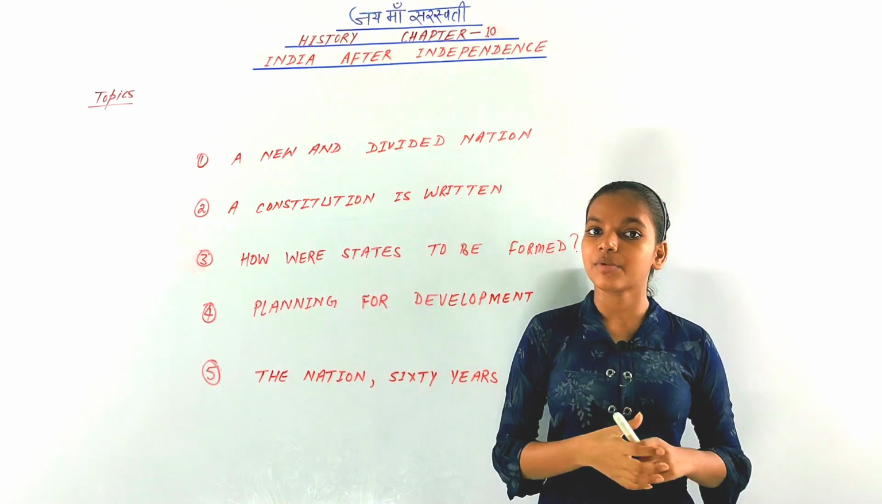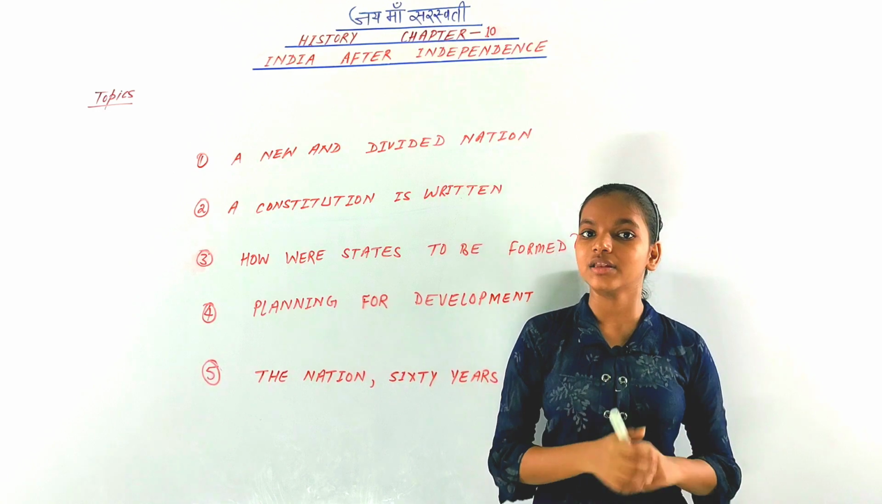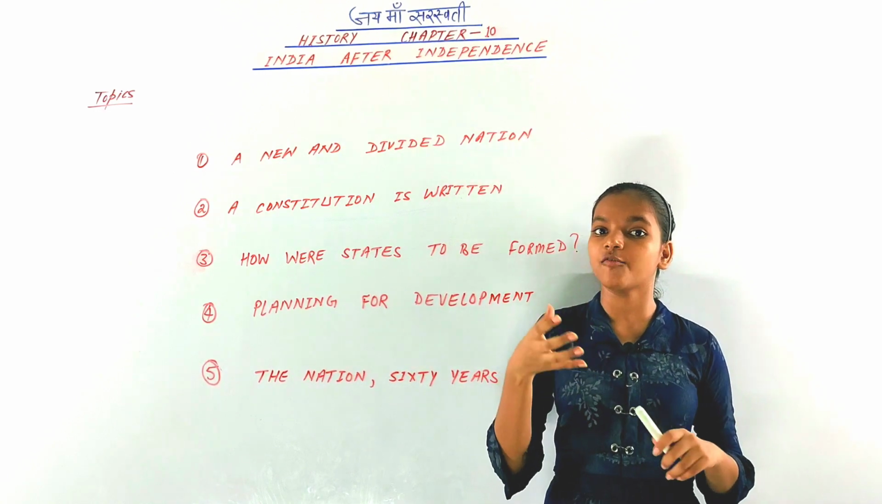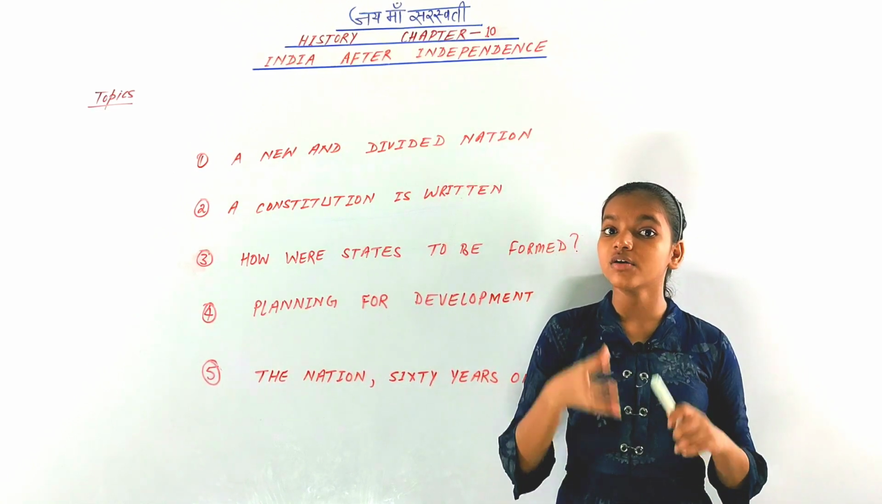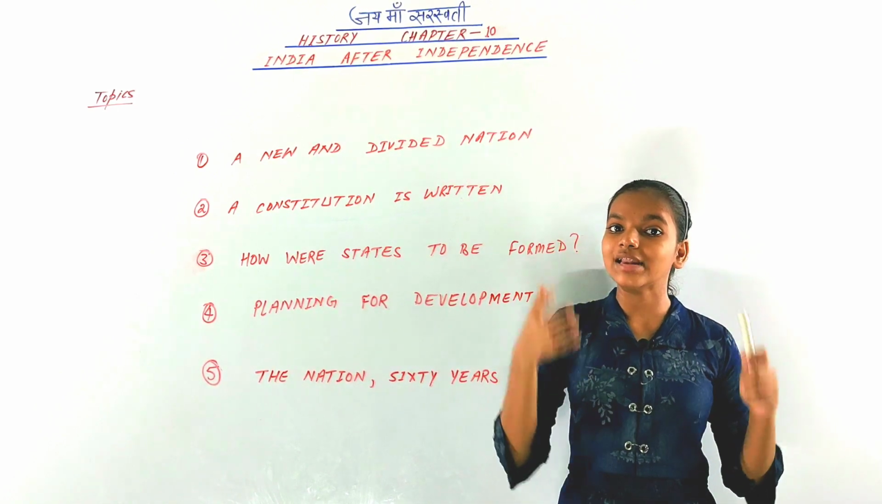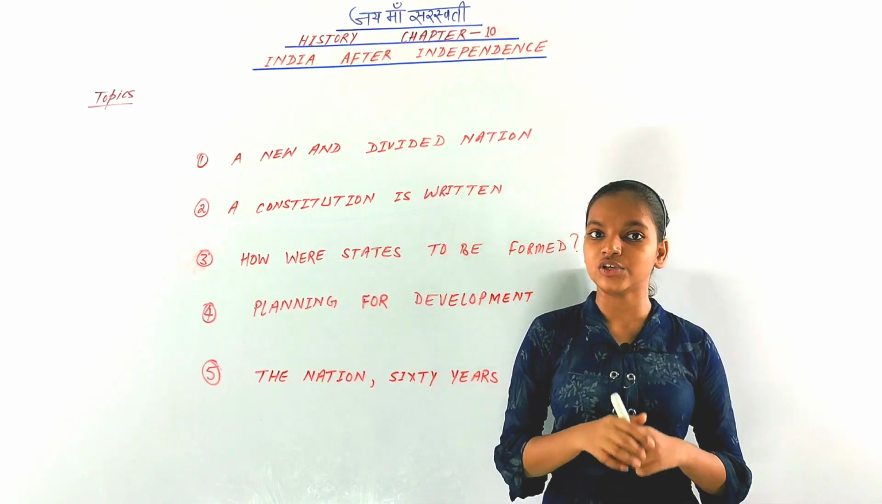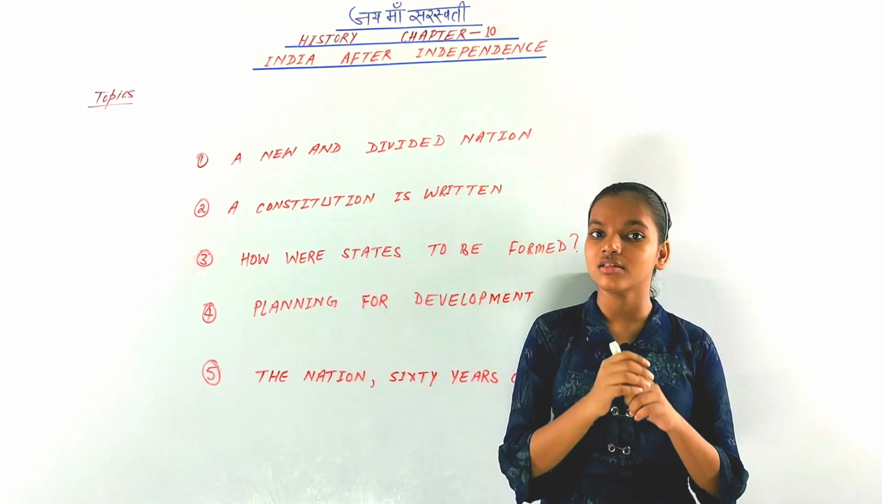So in this chapter we will be discussing the situation after the independence of India. What happened to India after independence? What were the situations? How were the states to be formed? What were the plans for development? What was the constitution, and what are the main features of the constitution? We will be covering all this in this chapter.